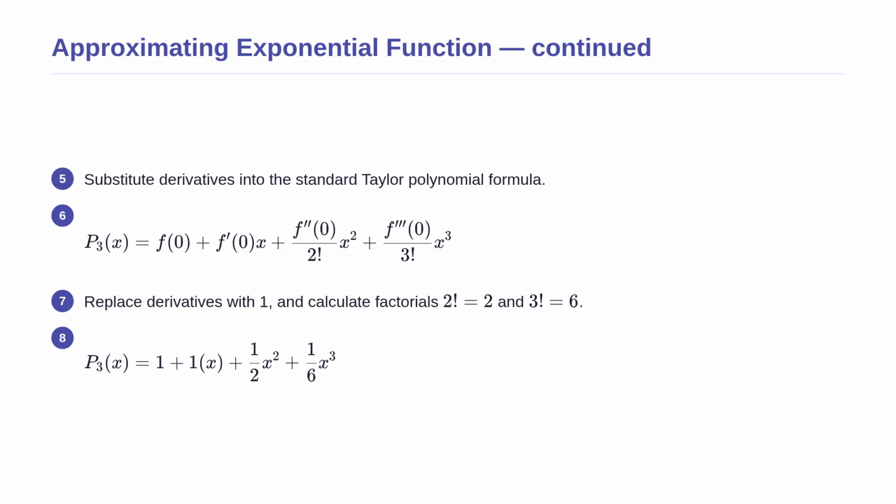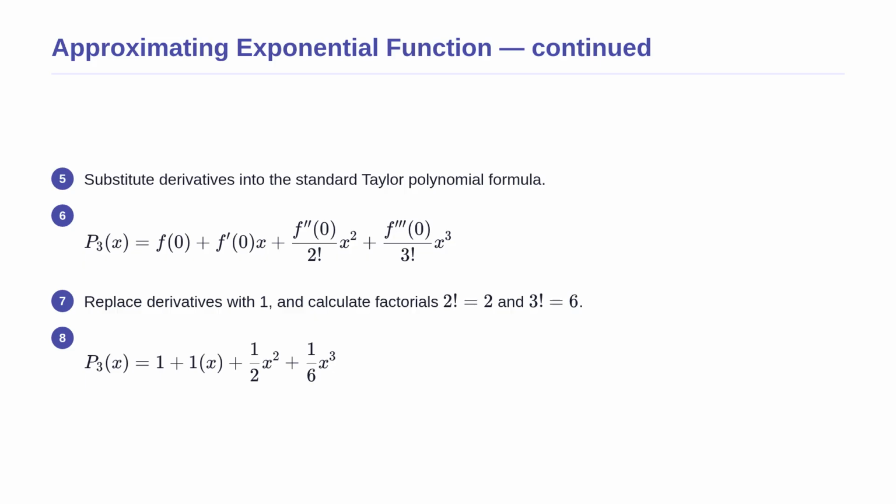With our derivatives calculated, we can now build our polynomial. We substitute our derivatives, which are all 1, and our center point of 0 into the standard Taylor polynomial formula up to the third degree. The factorials in the denominators are 2 factorial, which is 2, and 3 factorial, which is 6. This gives us a simple algebraic equation, 1 plus x plus 1/2 x squared plus 1/6 x cubed.